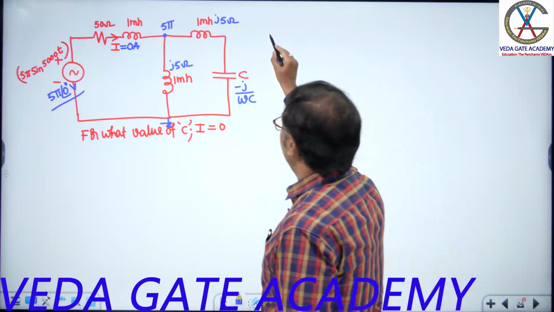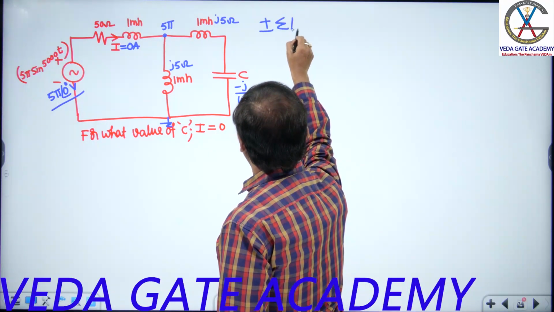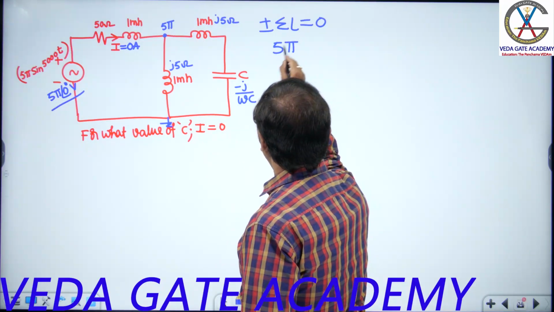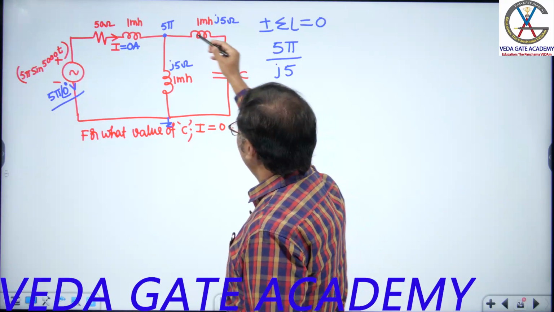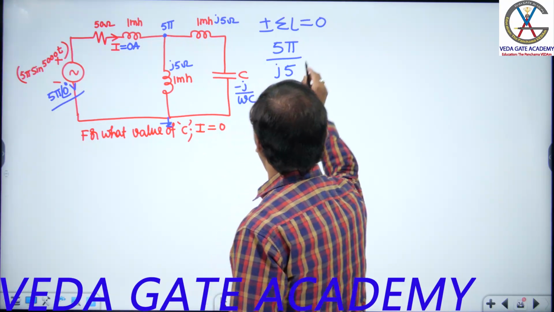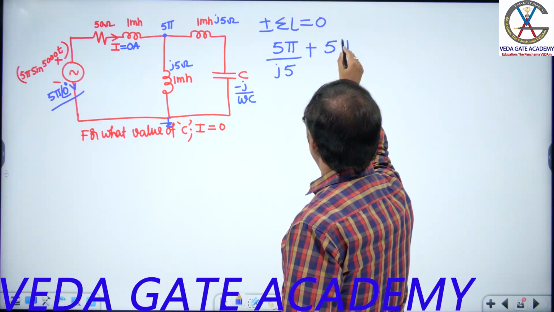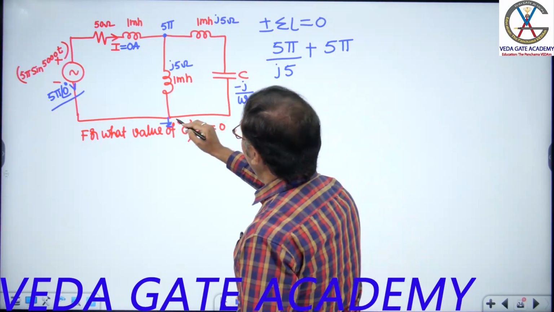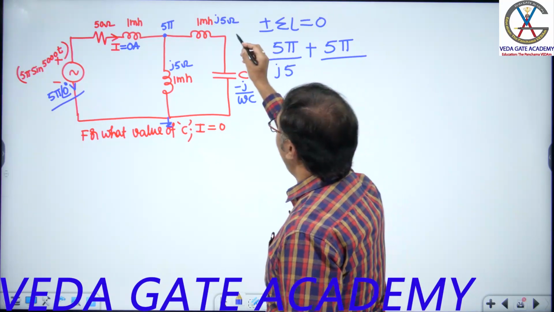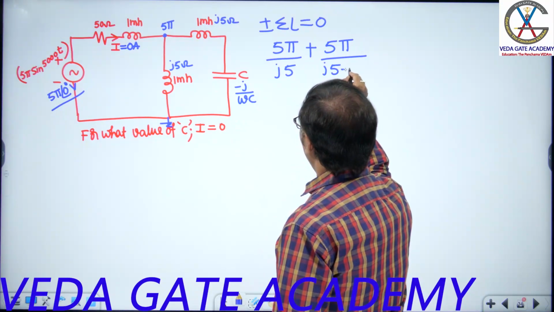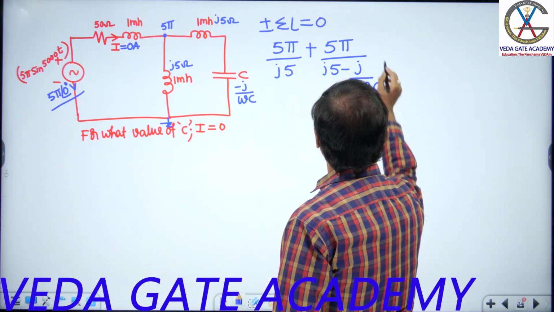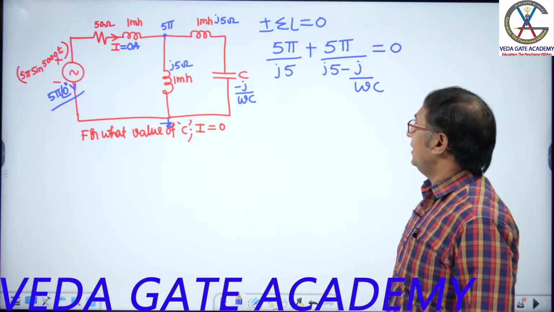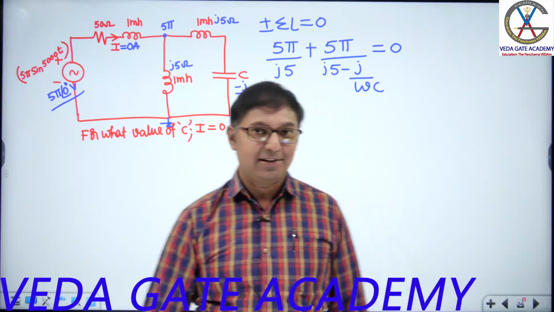Let us apply KCL, dears. Sigma leaving equals to 0. By KCL, sigma leaving equals to 0. What is leaving current? 5 by J5, this voltage minus this voltage by J5, plus 5, 5. Next, 5 minus 0 by J5 minus J by omega C equals to 0. Equals to 0.